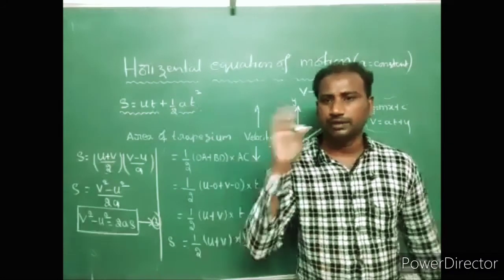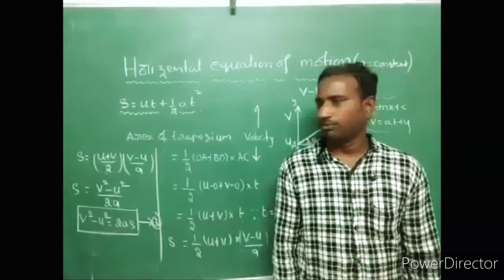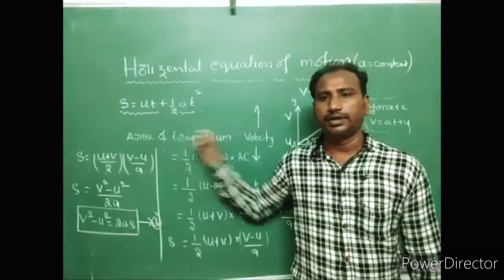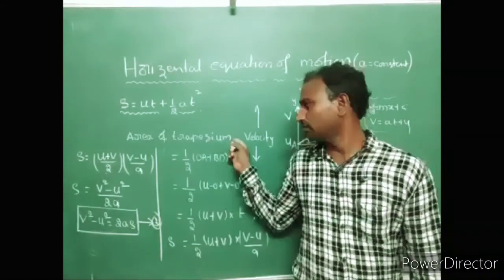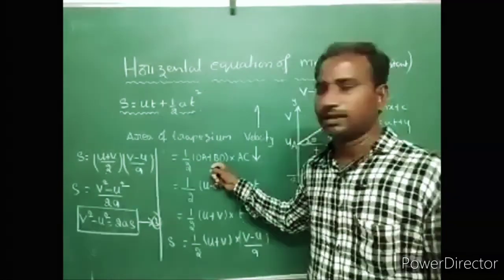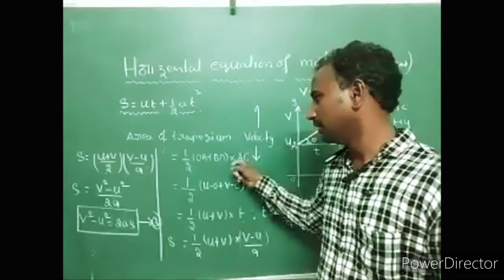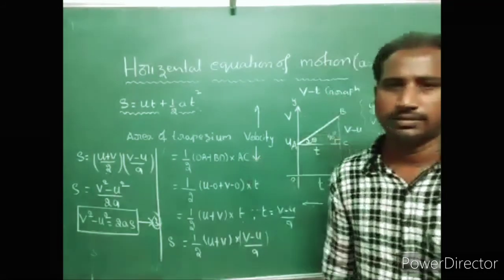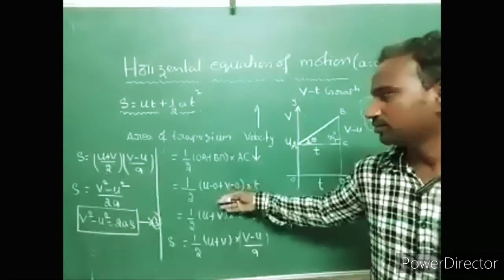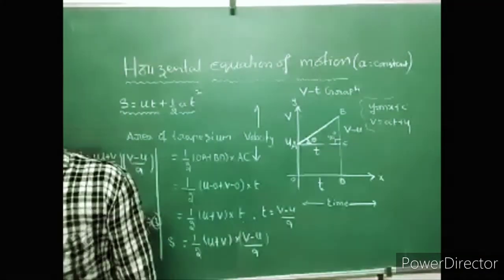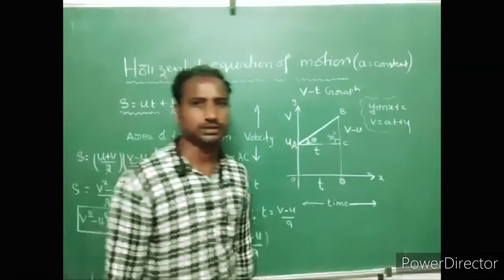To derive the third equation of motion, we require the formula for the area of a trapezium. Area of trapezium equal to half into the sum of parallel sides of the trapezium into the perpendicular distance between them. We substitute those values in this formula and we can get the final answer, v square minus u square equal to 2as.